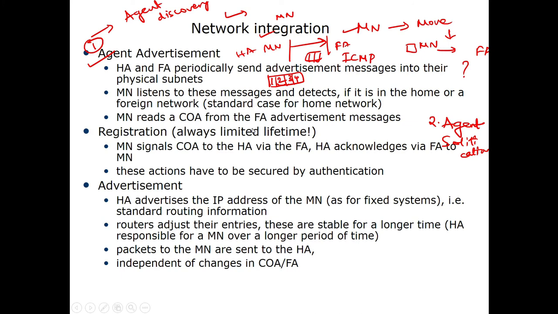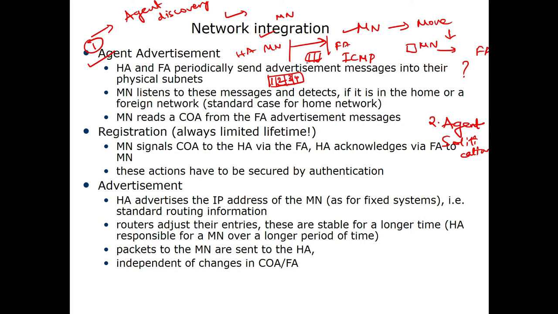So next is network integration. In network integration, we have two things to be remembered. One is agent advertisement, and another one is agent solicitation. In agent advertisement, the home agent and the foreign mobile network will advertise with respect to the foreign agent by sending beacon packets.